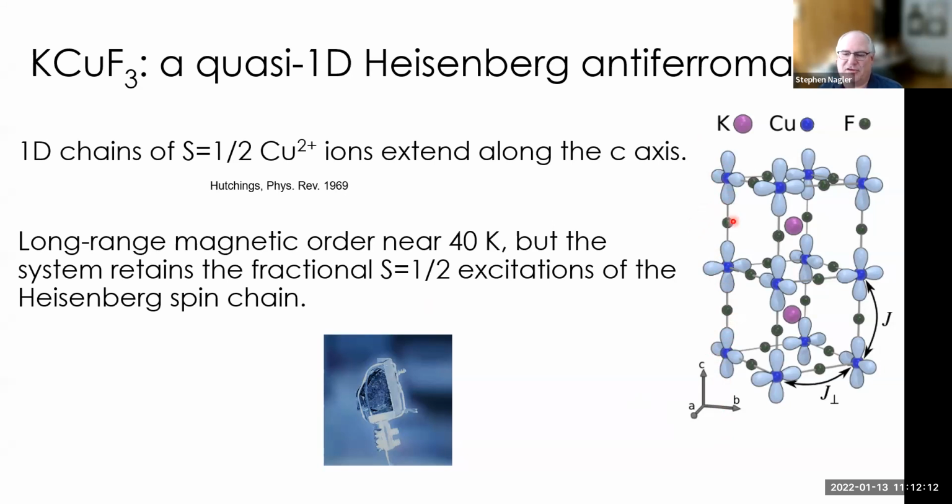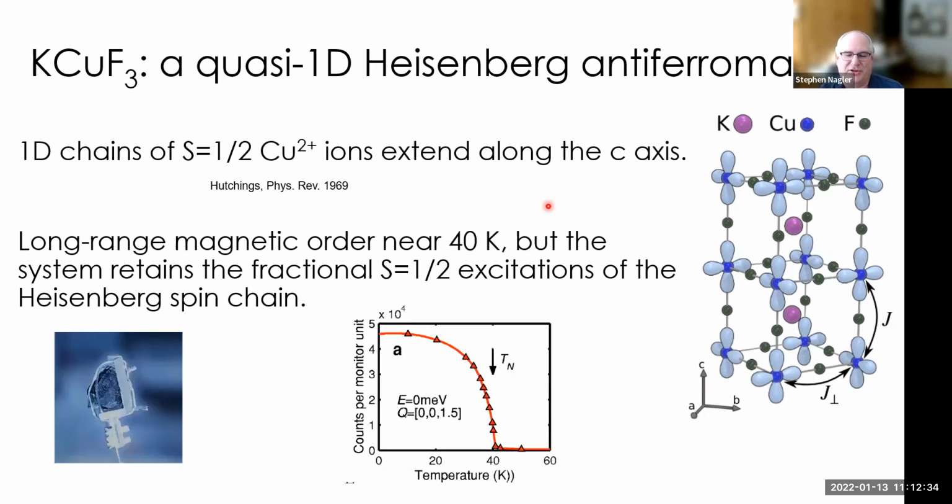It's got chains of copper 2+ ions running along the C axis. And because of orbital order, you can see there are sort of 180-degree overlapping bonds going in the C direction, 90-degree bonds in the A and B direction. And it's got strong antiferromagnetic interactions along C, weak ferromagnetic interactions along A. The system, of course, with some kind of ferromagnetic interaction does order around 40 Kelvin or so.